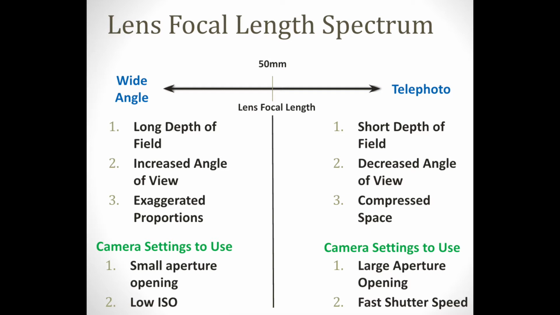For telephoto, so once you go past 50 millimeters and higher, you're going to notice that you have a shorter depth of field, a narrower angle of view, which means that things are closer up, more zoomed in, and a compressed space, so the background looks closer to whatever it is you're photographing.